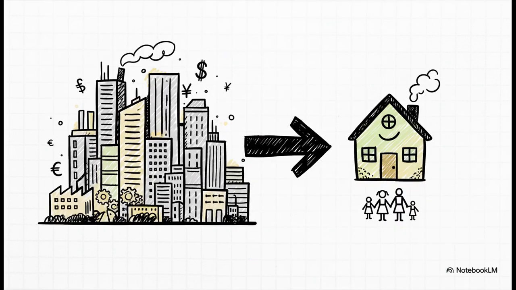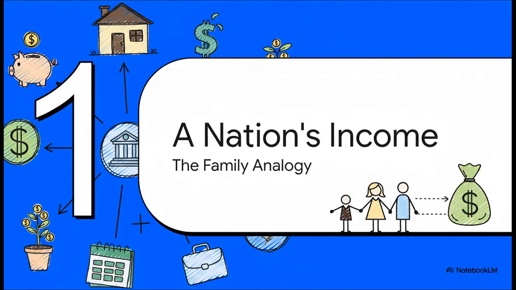The best way to get our heads around this is to just shrink it all down, way, way down, to something we all get, a single family's finances. We're going to use this simple idea to build our way up to the big stuff. Okay, so let's start right there.